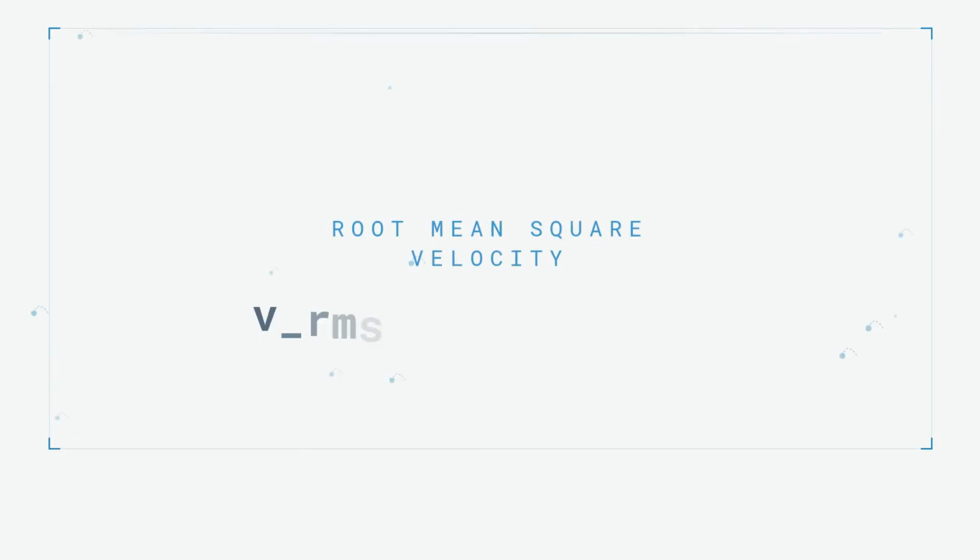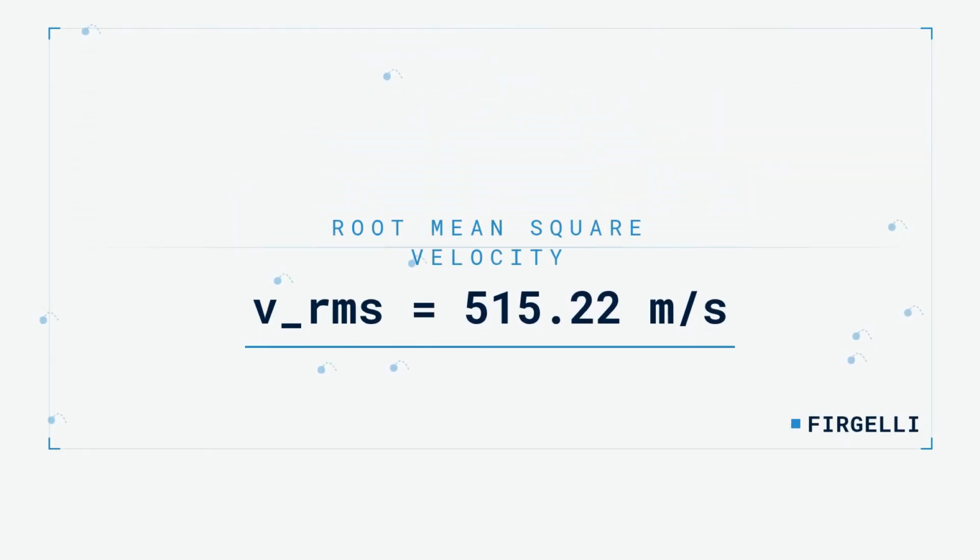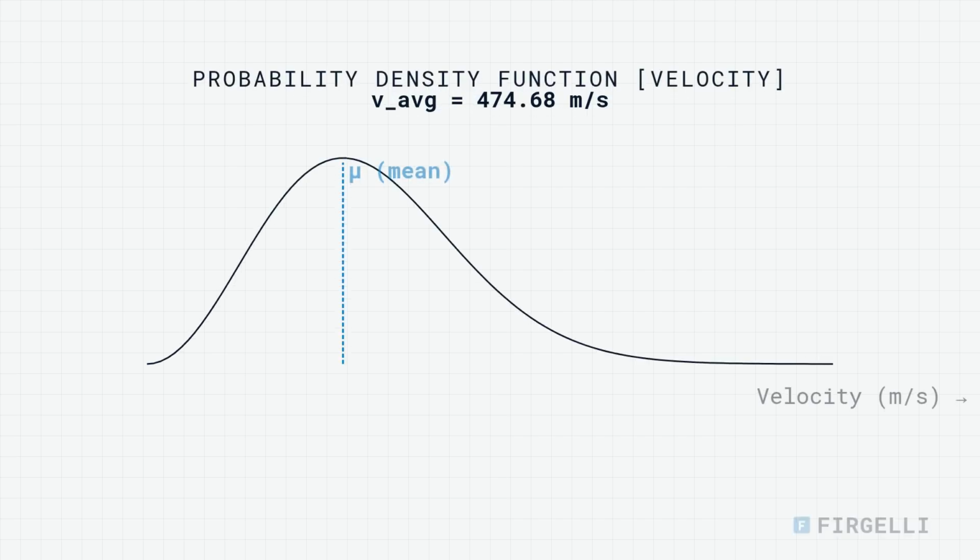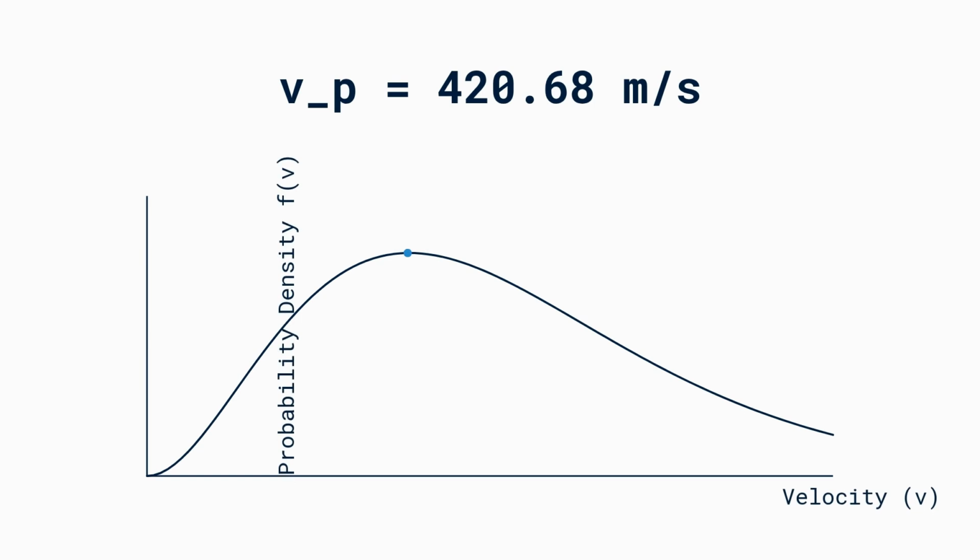The RMS velocity, VRMS, equals 515.22 meters per second. This is the root mean square speed of gas molecules. The average velocity, VAV, is 474.68 meters per second, representing the arithmetic mean speed. The most probable velocity, VP, is 420.68 meters per second, the speed at which you'll find the most molecules.